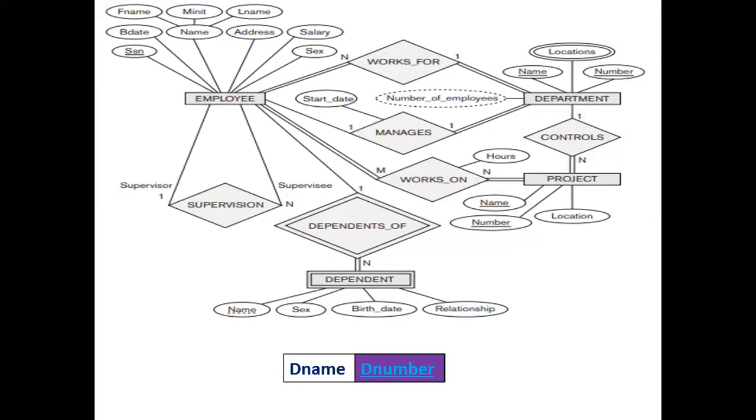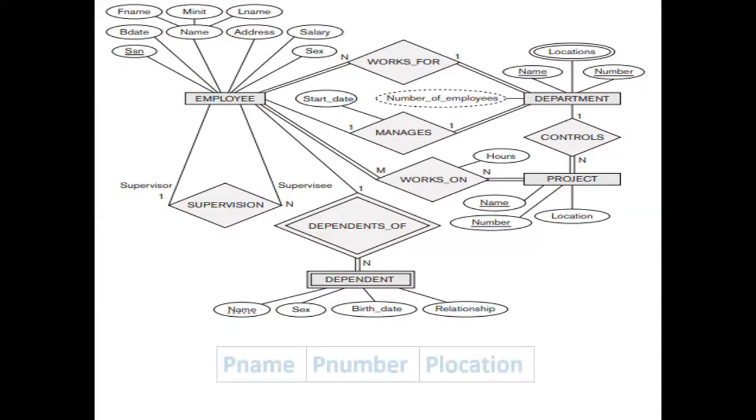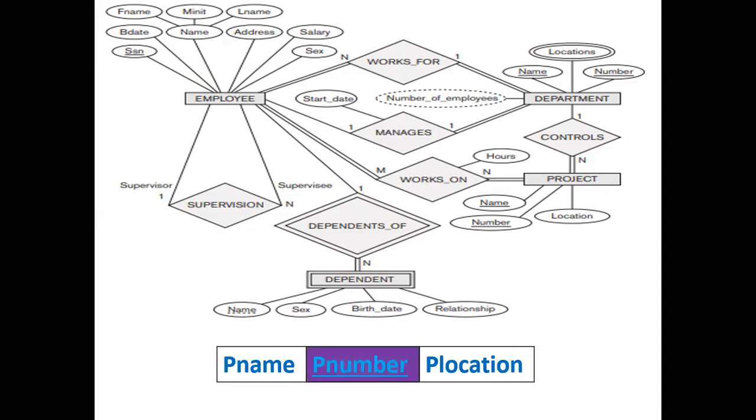The next strong entity type is project. In project, which are the simple attributes? Name, number and location. Project name, project number and project location are the simple attributes. Among these three, which is the primary key? Here project number is the primary key, so we need to underline it. This is the first step where we have mapped strong entity types. For each strong entity type, we have created a relation, included all simple attributes and underlined the primary key.